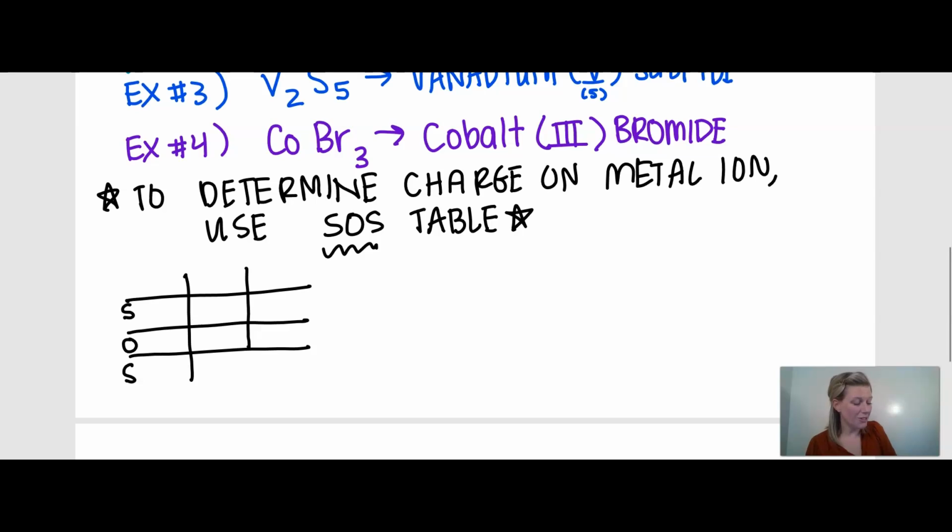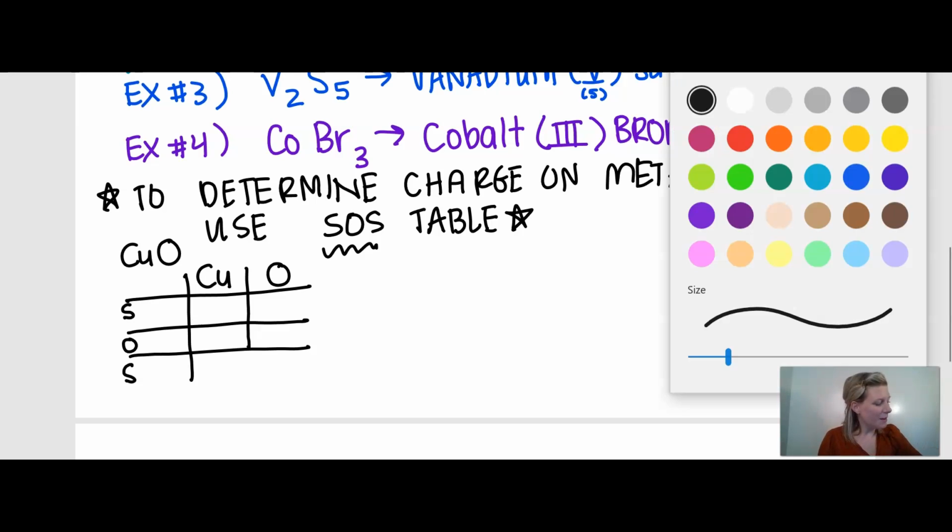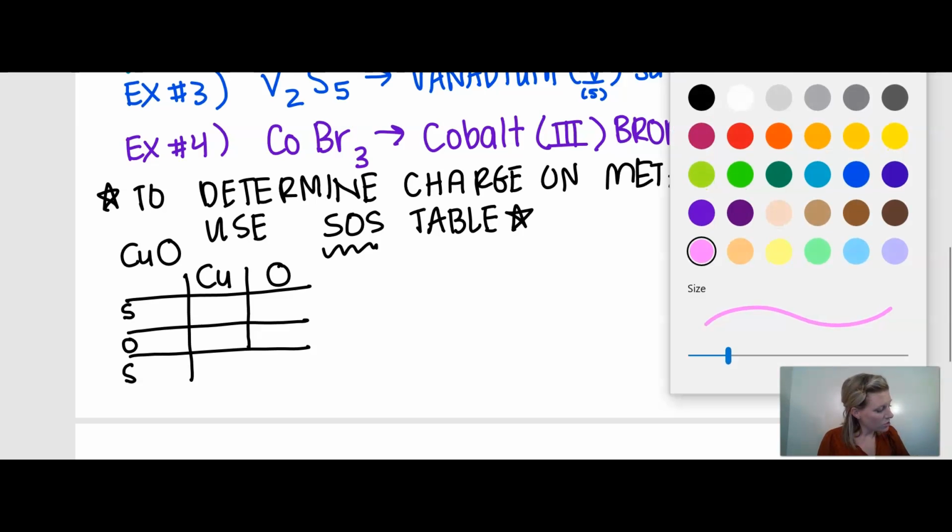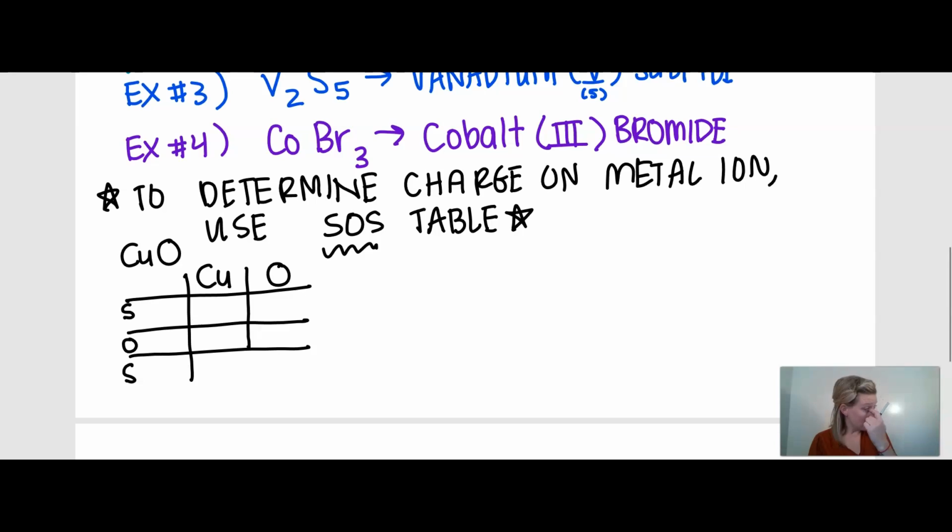But the first example we're going to do, the chemical formula is CuO. Okay, and so we're going to place a Cu in the first and an O in the second. Now let's talk about what these letters stand for, okay? And let me just go ahead and decrease the size of this so I can fit this in here. So the first S stands for subscript. So in the first row, we are going to place the subscript value from our formula. Now looking at CuO, we are in a 1-to-1 ratio. So both of our subscripts are a 1 and a 1.